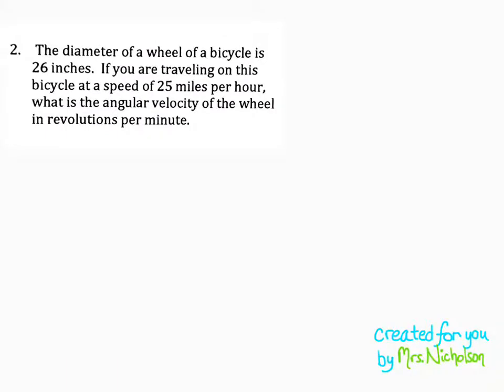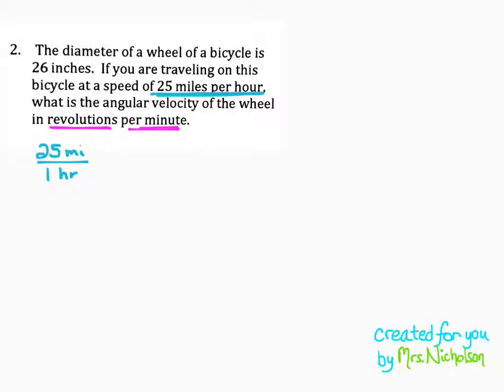In question number 2, we have a wheel of a bicycle whose diameter is 26 inches, and the bicycle is traveling at a speed of 25 miles per hour. And we want to know the angular velocity in revolutions per minute. Well, 25 miles per hour, that's my given rate. Remember, we always want to start with whatever rate is given. So I have 25 miles per hour. And the answer units that I'm looking for, revolutions per minute. So I know that I want to end up with revolutions on top.